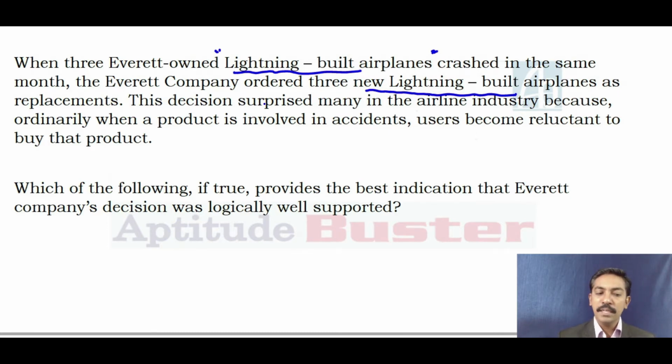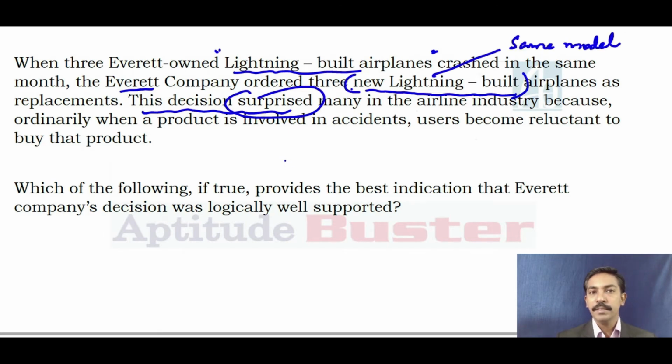They ordered 3 new Lightning-built airplanes. So which means this airline has ordered the same model. This decision surprised many. That is the decision of Everett company to buy the same model surprised many. Why did it surprise? Because when a product is involved in accidents, users become reluctant to buy that product. Well, the text says an airline company which has lost 3 of its planes has ordered the same model again. This decision to buy the same model has surprised many in the industry.